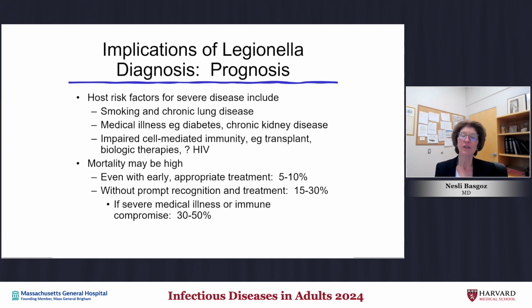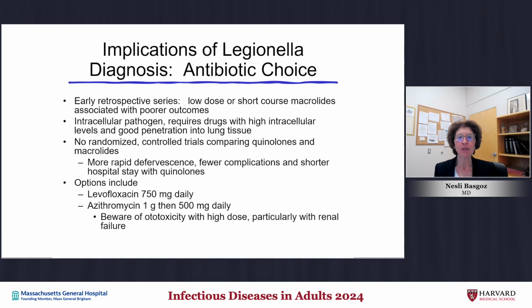The prognosis here is not as good as for other forms of bacterial pneumonia, particularly in patients with severe disease or these underlying conditions. And even with early appropriate treatment, the mortality may be high. If you don't consider it, it's much higher. In early retrospective studies, low dose or short course macrolides were associated with poorer outcomes. There are no randomized controlled trials comparing quinolones and macrolides, although in the case series, there's more rapid defervescence, fewer complications, and shorter hospital stays with quinolones.